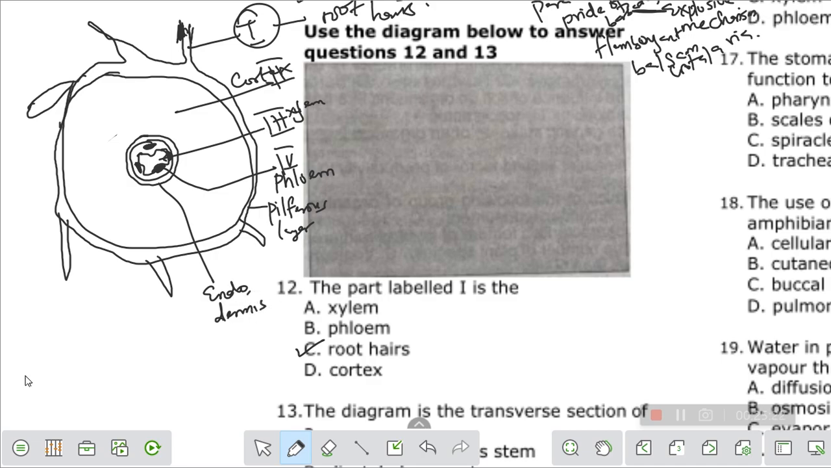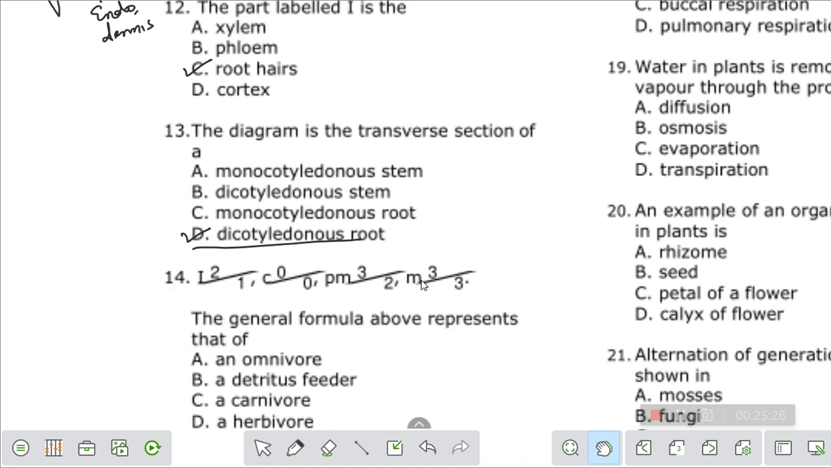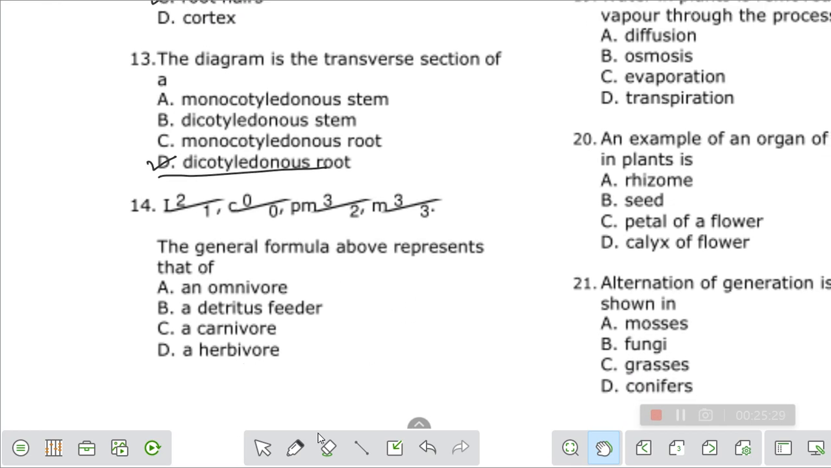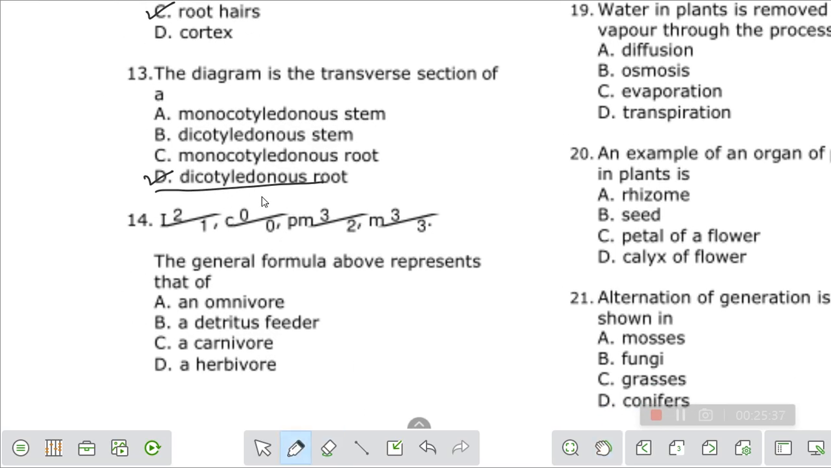So I told you when something doesn't have a canine, it's actually an herbivorous animal. So it's an herbivore. So the answer is herbivore. So that's just the answer. Simple as ABC. So all these things are not something you should be panicking about.